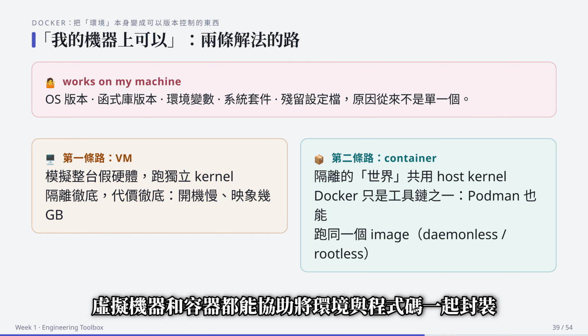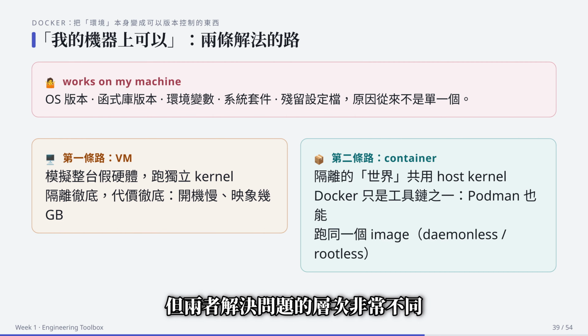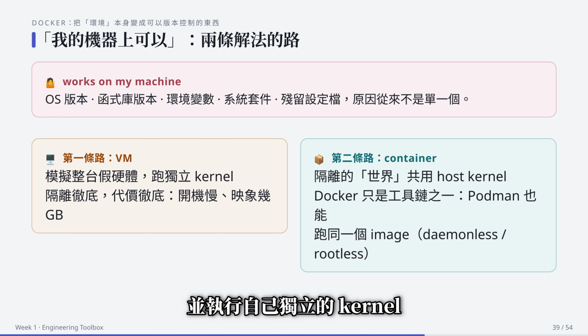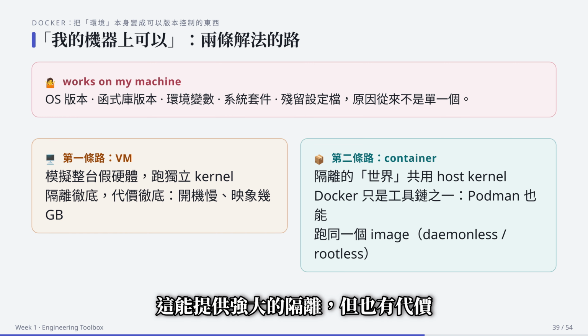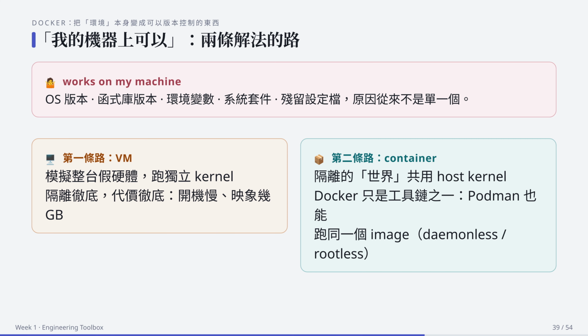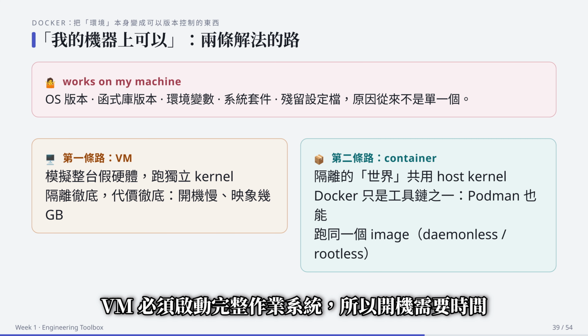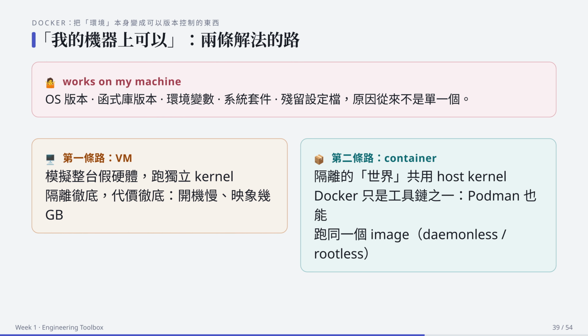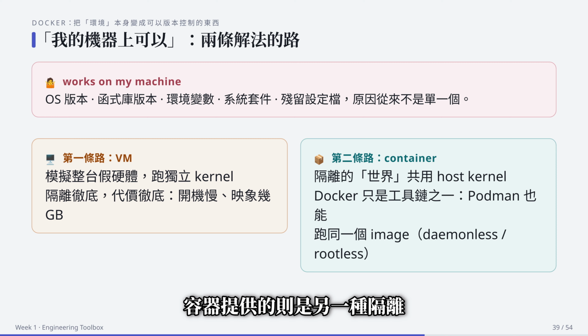Virtual machines and containers both help package an environment with your code, but they solve the problem at very different levels. A virtual machine simulates an entire computer, including virtual hardware, and runs its own independent kernel. This provides strong isolation, but it comes at a cost. A VM takes time to boot because it must start a complete operating system, and its disk image is often several gigabytes. A container provides a different kind of isolation. It creates an isolated environment while sharing the host machine's kernel instead of running its own.